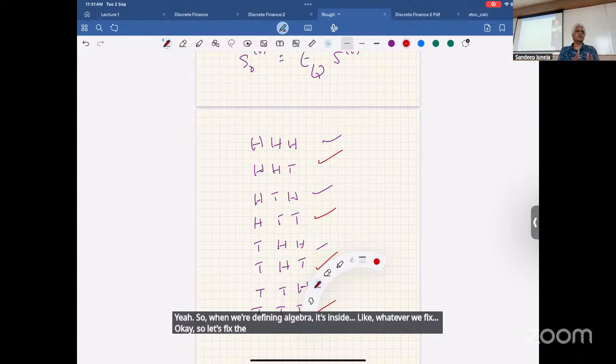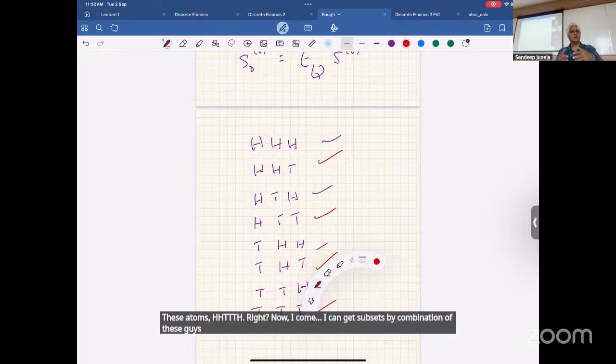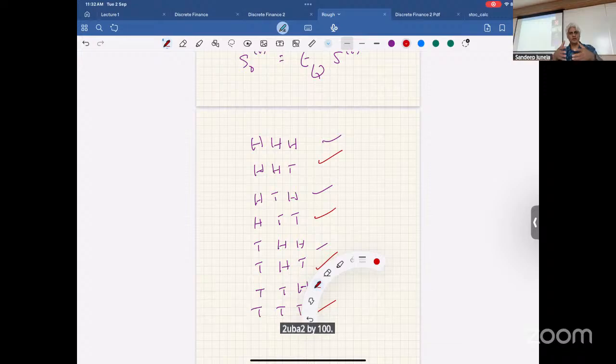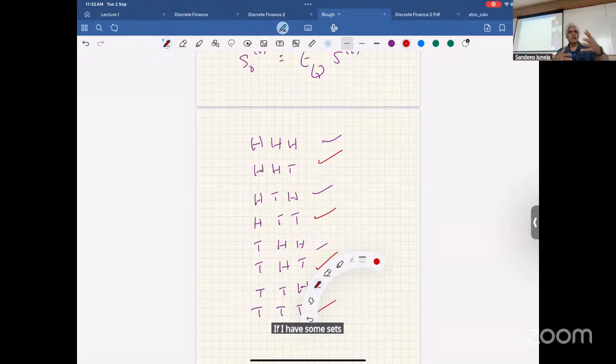What n do you like? 100 is good enough for you? Okay. So then I get 2 to the power 100 of these outcomes, these atoms, HHTTTH and so on. Now I can get subsets by combination of these guys, 2 to the power 100. So if I have a set in that collection, I also have its complement. If I have some sets in this collection, if I take the union, that's also present. So this will be an algebra. But n is fixed right now.